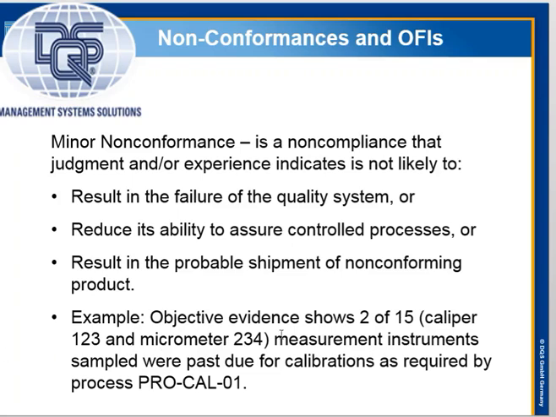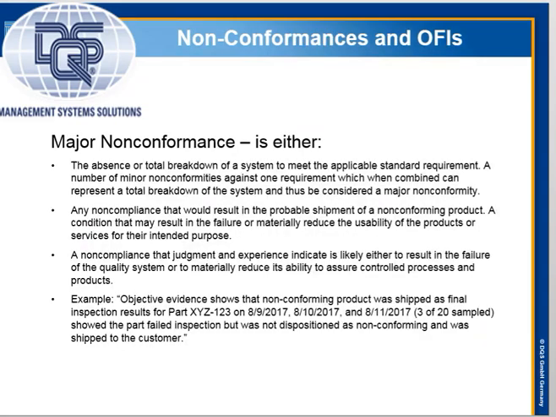So in this we say what our sample was, what was actually wrong, and what requirement was being violated and where it was documented. So that's an example of a minor nonconformance. A major nonconformance is the absence or total breakdown of a system to meet the applicable standard requirement. Again, a number of minors in one area can lead to a major, or it could be an individual major. Any noncompliance that would result in the probable shipment of nonconforming product.